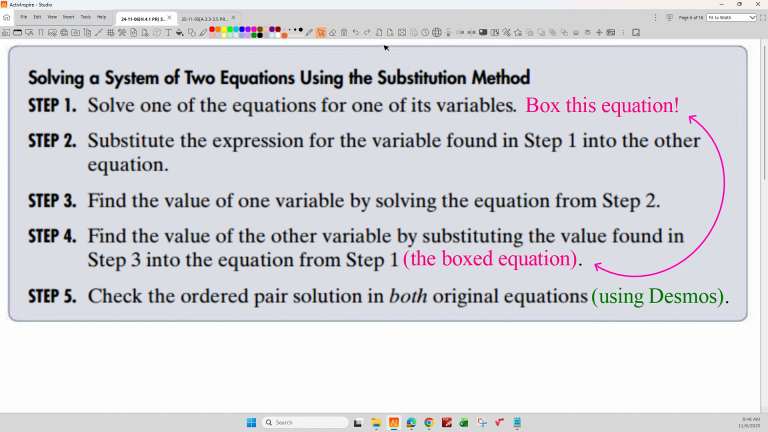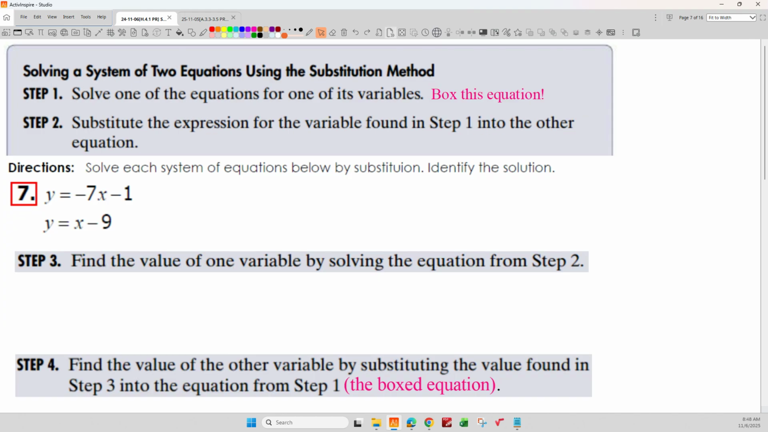And what that ends up doing is eliminating a variable, and we'll see that as we go through step by step. So let's take an example. What about this system right here? This is one, we'll solve this by substitution. So what do we do first?